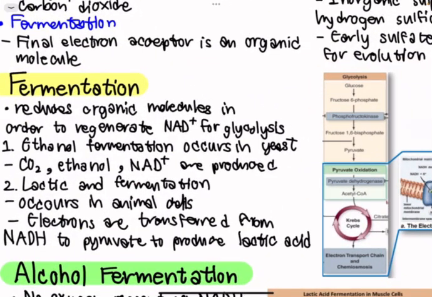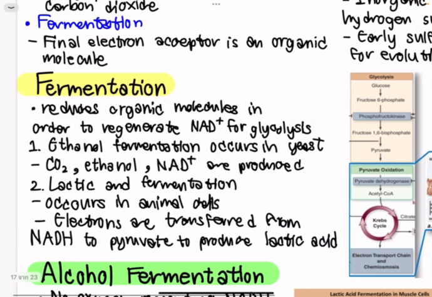Fermentation reduces organic molecules in order to regenerate NAD+ for glycolysis. Lactic acid fermentation occurs in animal cells, especially muscle, such as during sprinting. Electrons are transferred from NADH to pyruvate, forming lactic acid.